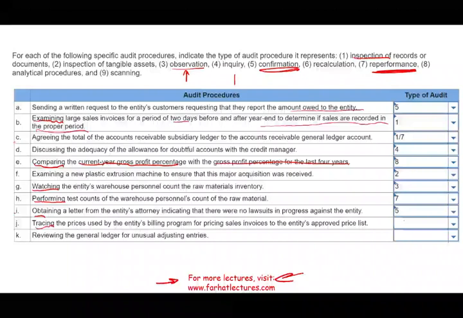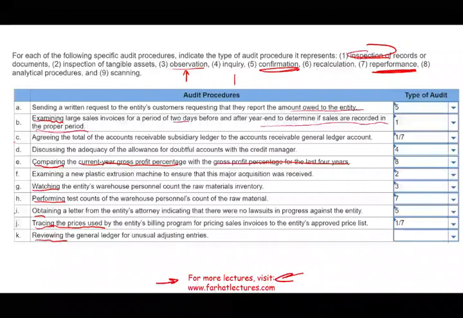Tracing the prices used by the entity's billing program for pricing sales invoices to the entity's approved list. Here, once you are tracing, you are looking at things, you are inspecting, and you are re-performing. Now, again, the computer system might be doing this, but you also want to double check. So you want to trace the prices used by the entity's billing program for pricing sales invoices to the entity's approved list. Make sure they confirm. You are double checking. You are re-performing this step.